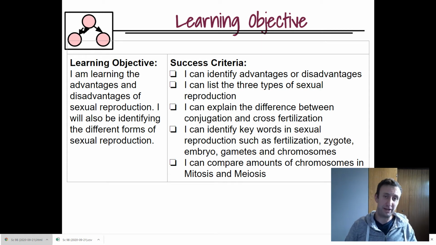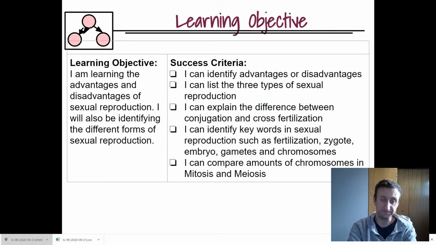Hey, grade 9. So today we're going to continue on. We're going to learn about sexual reproduction, and we're going to compare and contrast that to the asexual reproduction you learned about last day. So to begin with, our learning objective is that you are learning the advantages and disadvantages of sexual reproduction, and that you will be identifying the different forms of sexual reproduction.